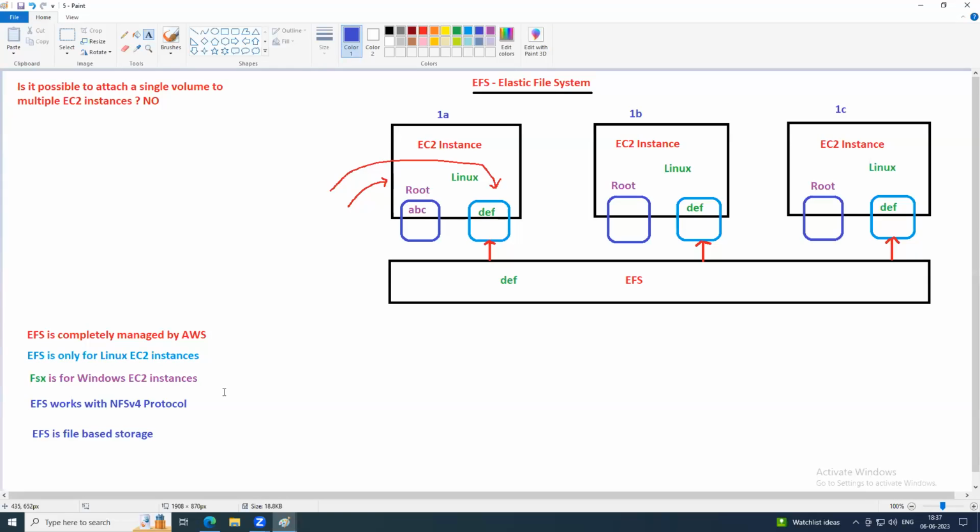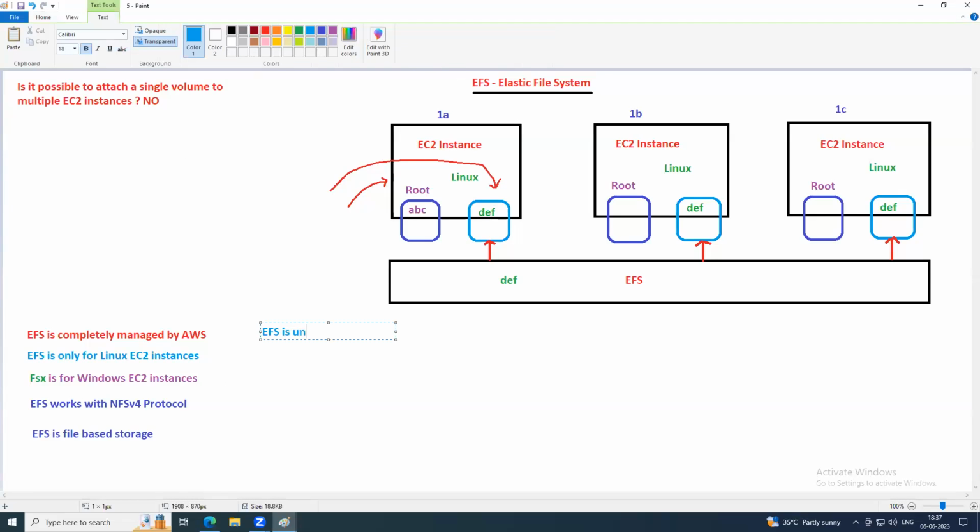For Windows, it is FSx for Windows. And EFS works on which protocol? NFS version 4. What is the full form of NFS? Network File System. EFS is what based storage? File based storage. And also this EFS is unlimited storage.